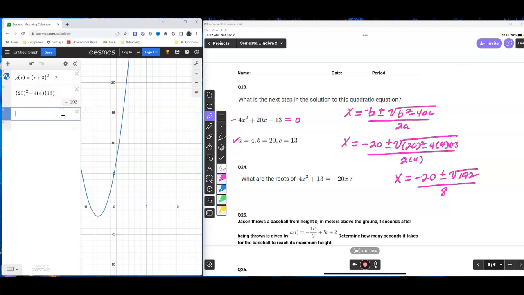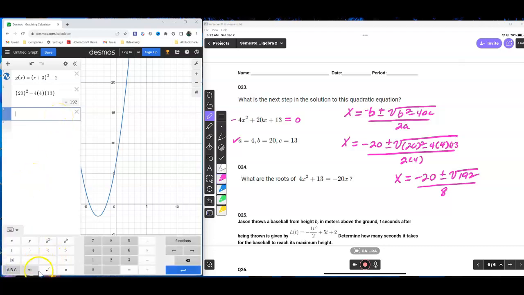You might want to check if you can simplify the square root of 192. I would leave it like that. And then you probably want to simplify negative 20 over 8. So that's going to be 4. So it's negative 5 over 2 plus or minus square root of 192 over 8.